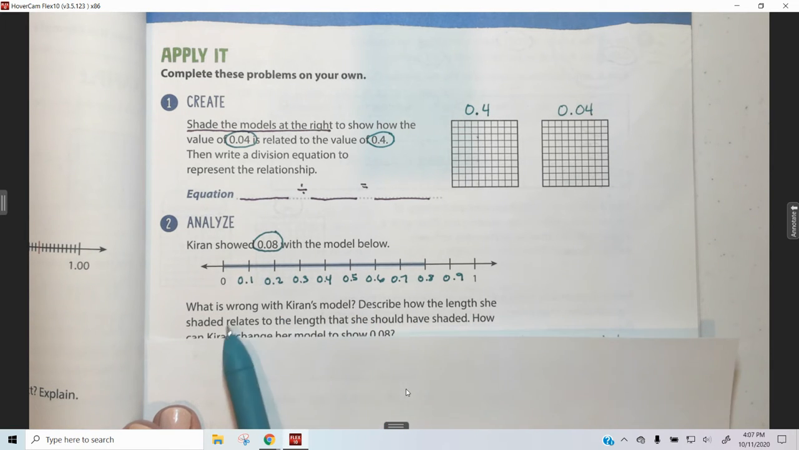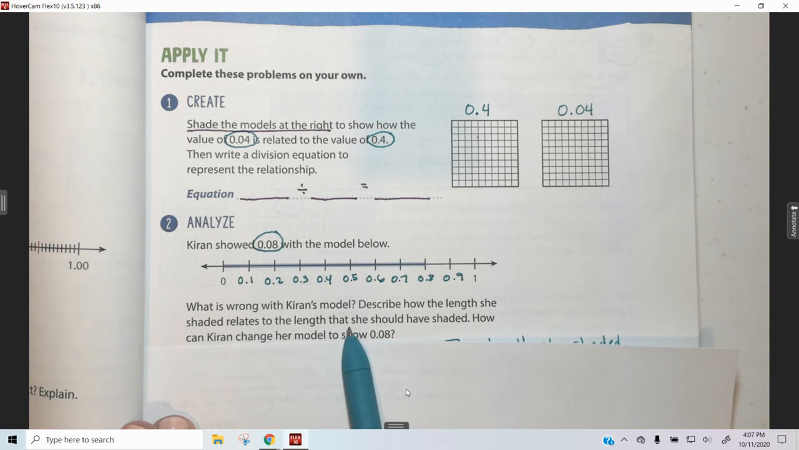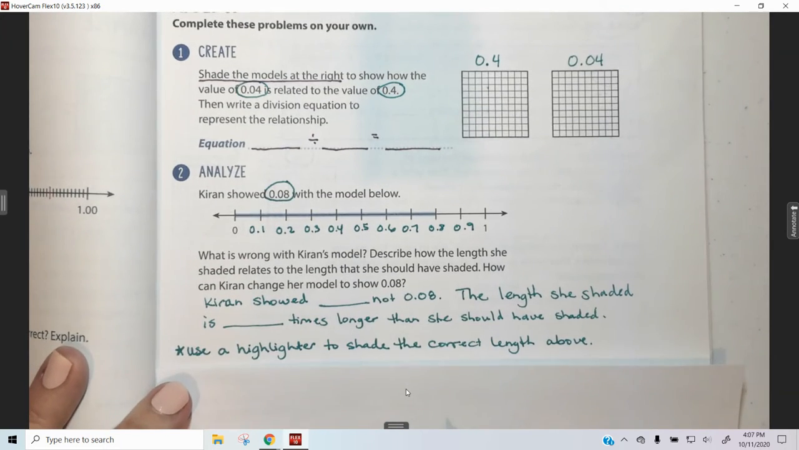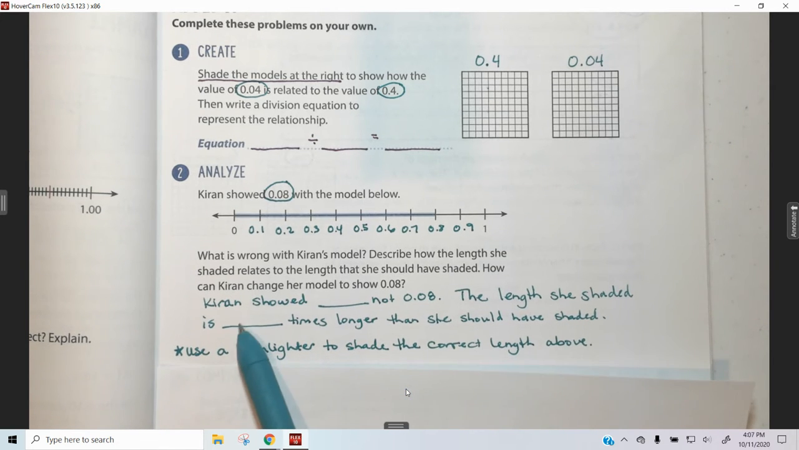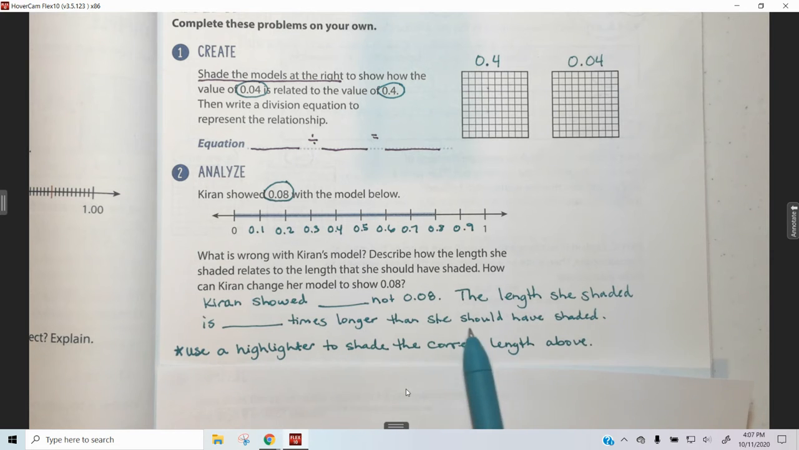Describe how the length she shades relates to the length that she should have shaded. How can Kieran change her model to show 8/100? So you can go ahead and pause it so that you can write this all down. Kieran showed blank, not 8/100. The length she shaded is blank times longer than she should have shaded. And then I want you to use a highlighter to shade the correct length above.